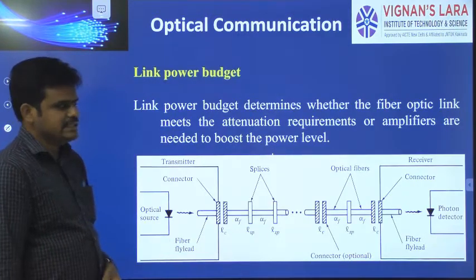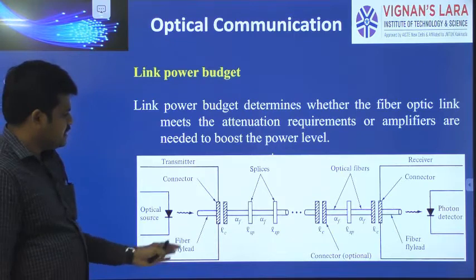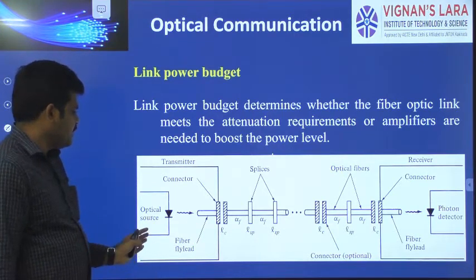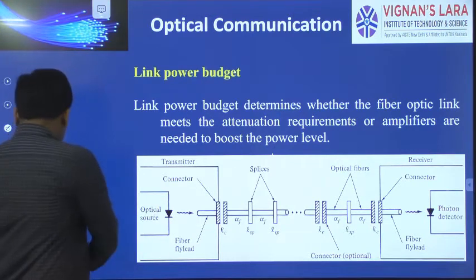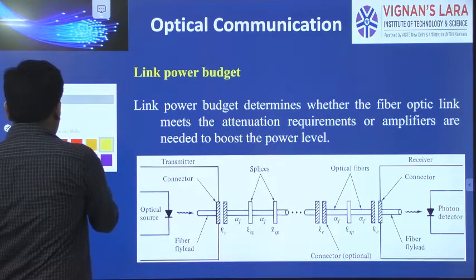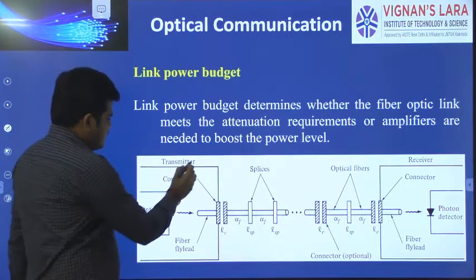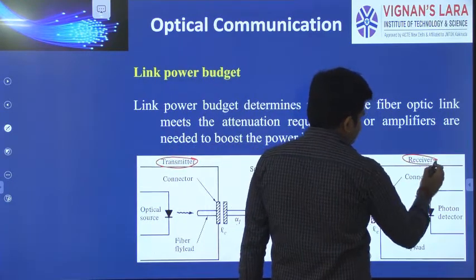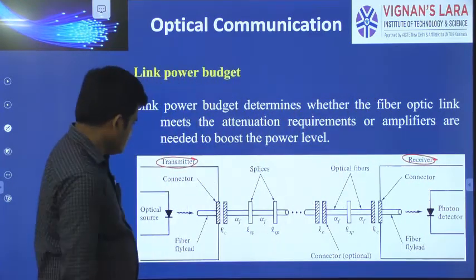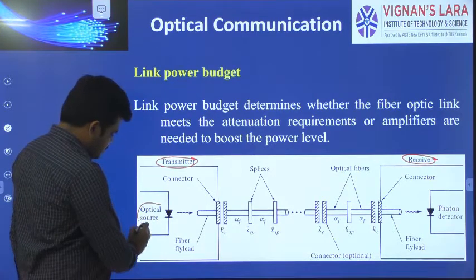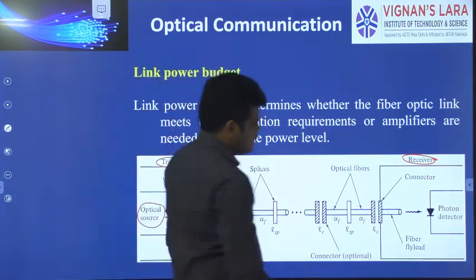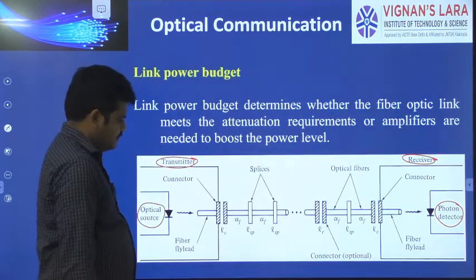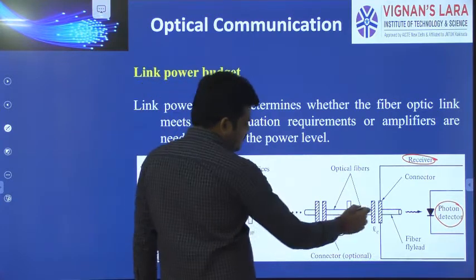What is link power budget? Here there is a simple block diagram of the optical communication system. There is a transmitter block and a receiver block. The transmitter consists of the optical source. In the receiver, the first element is the photodetector. Between these two, there is an optical fiber cable.